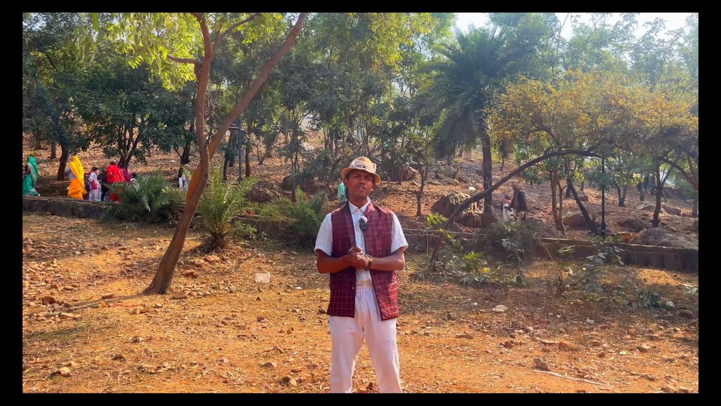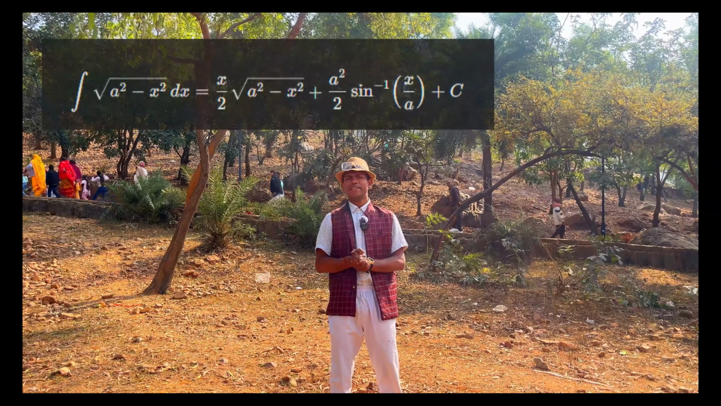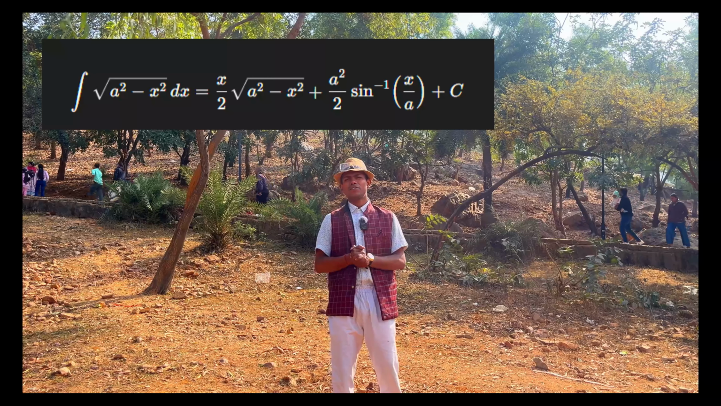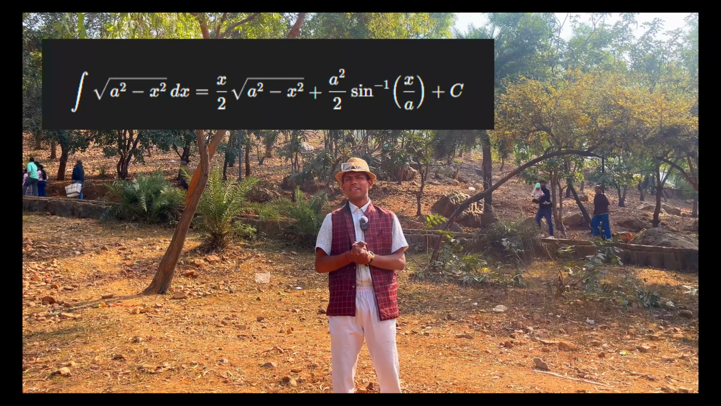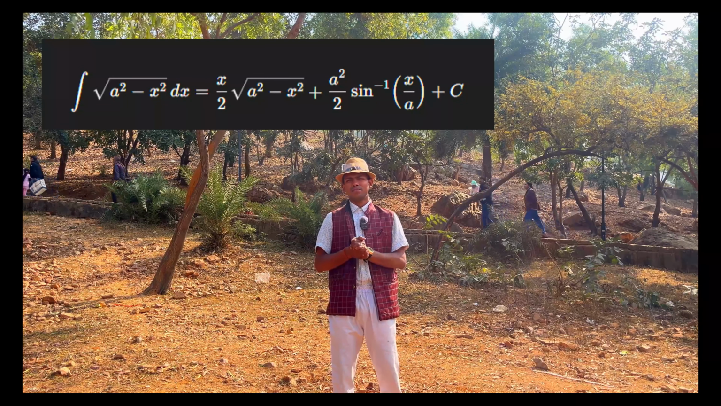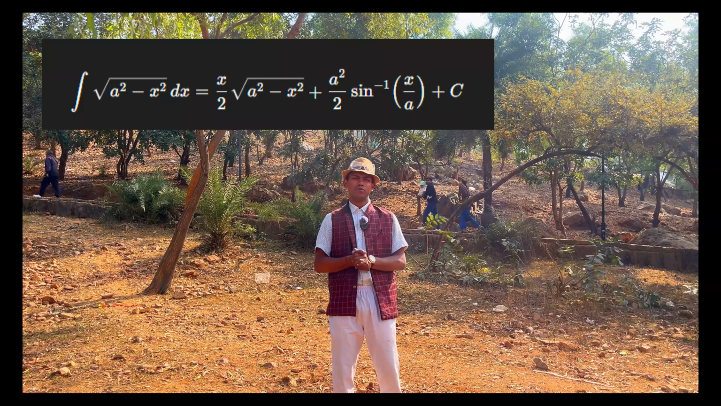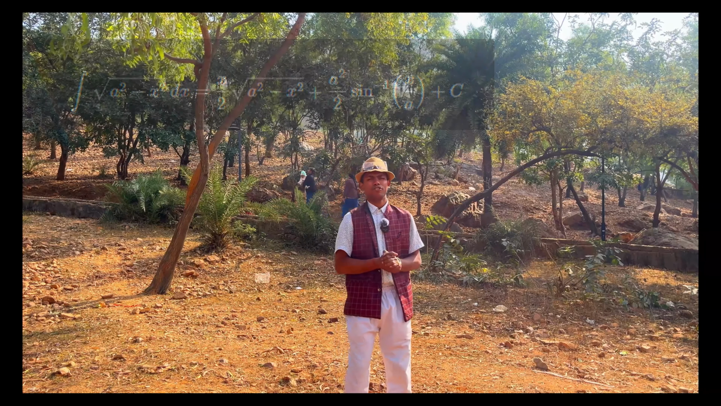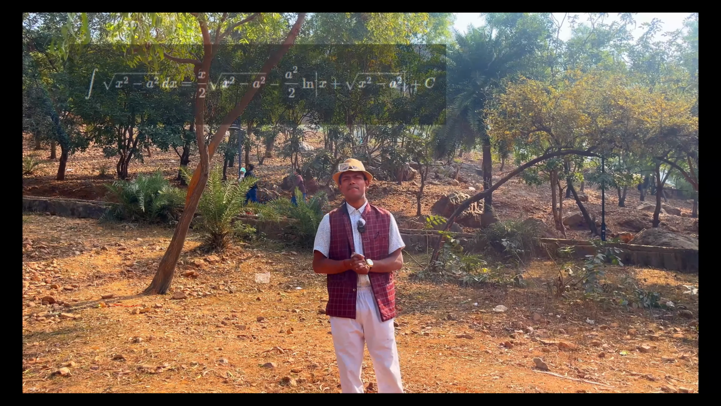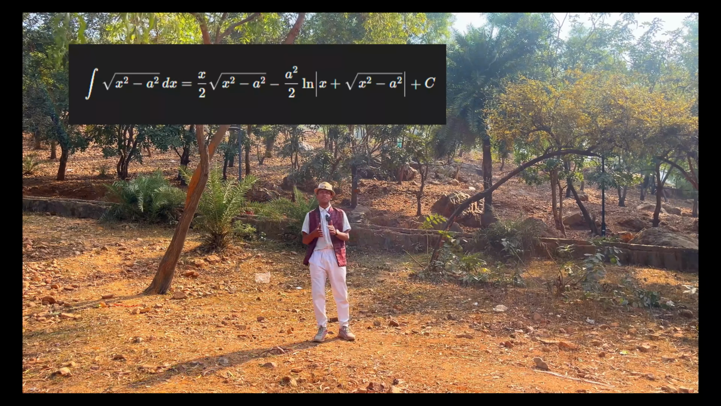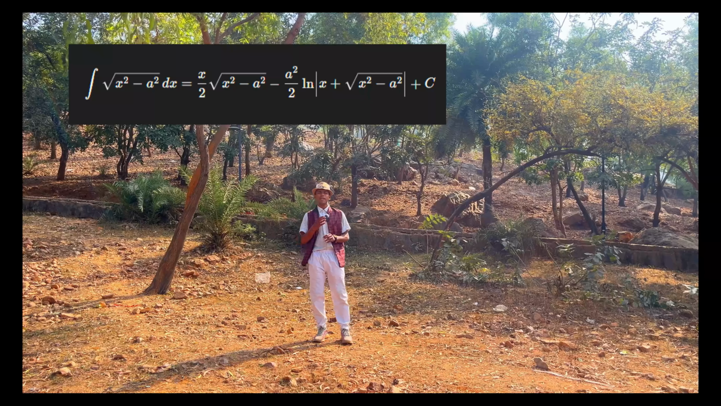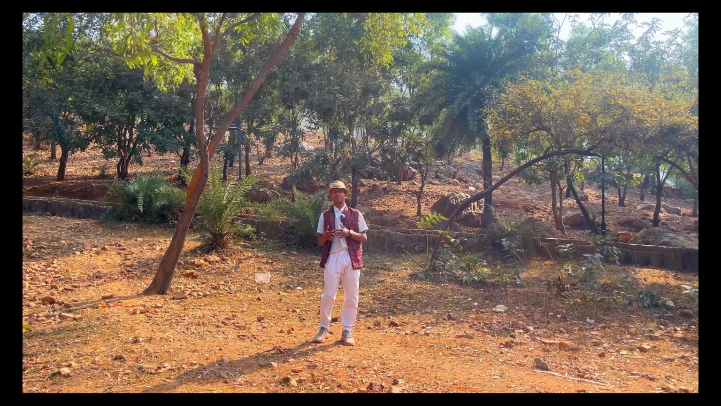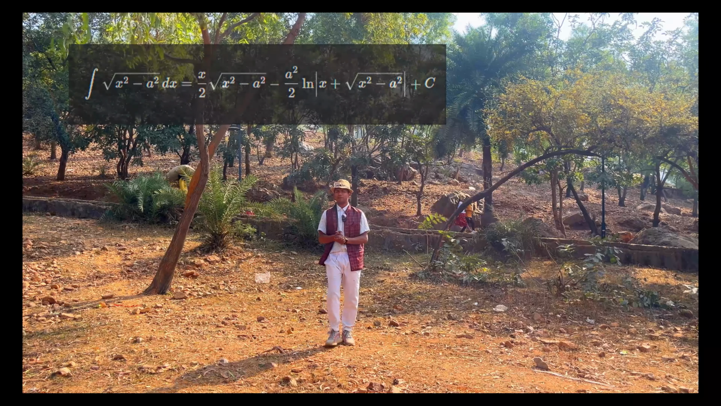Now the integration of under root a square minus x square is equal to x by 2 under root a square minus x square plus a square by 2 sin inverse x by a plus c. Now the integration of under root x square minus a square is equal to x by 2 under root x square minus a square minus a square by 2 log of x plus under root x square minus a square.